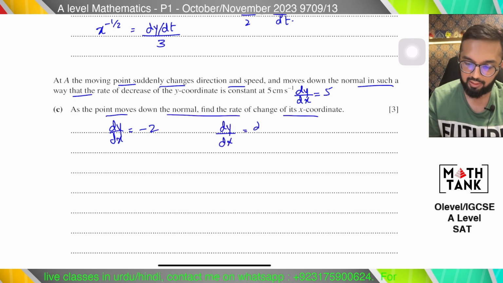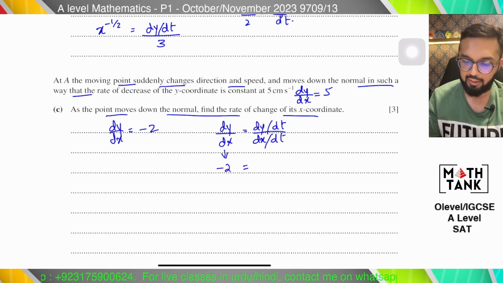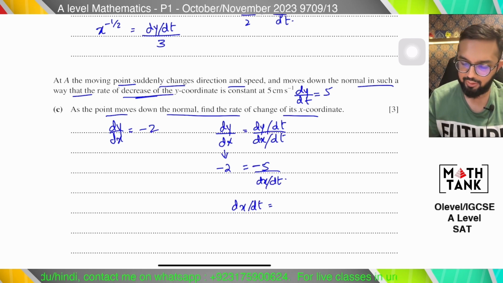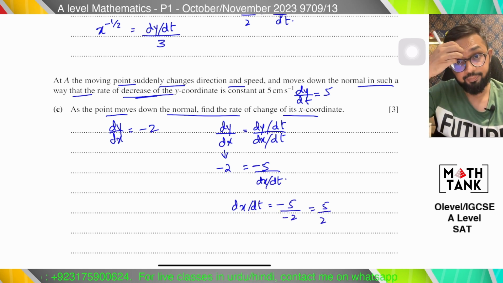So again, I have dy by dt, dx by dt. My dy by dx is now fixed at minus 2. My dy by dt here is 5 and dx by dt is unknown. So dx by dt is then, since it is a decrease of the y coordinate, this is also a decrease, minus 5 over minus 2, which is 5 over 2. Okay.